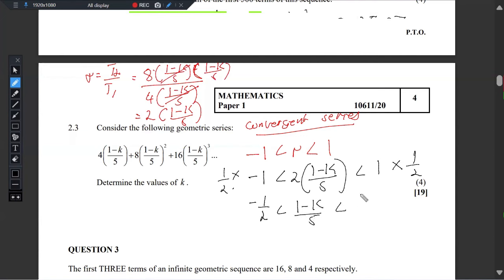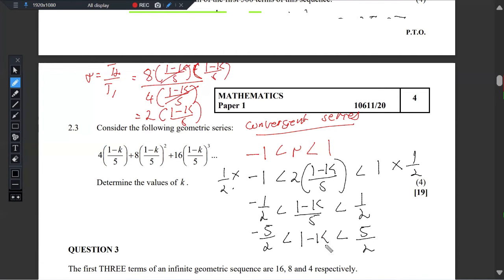And then here we are having 1 over 2. But then again, you can cross multiply with the 5 both sides. Remember, what you do on the left, you also do on the right. So if you say -1 over 2 multiplied by 5, and then also the +1 over 2 multiplied by 5, this will give you -5 over 2, then less than 1 minus K, and then this is 5 over 2.